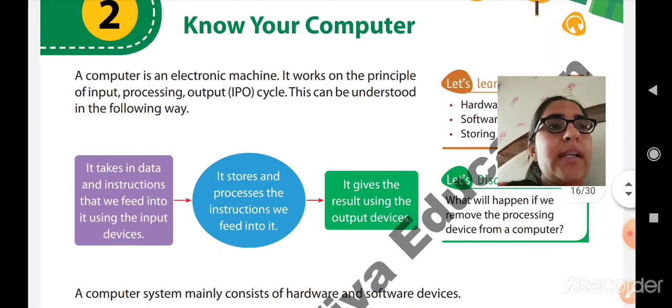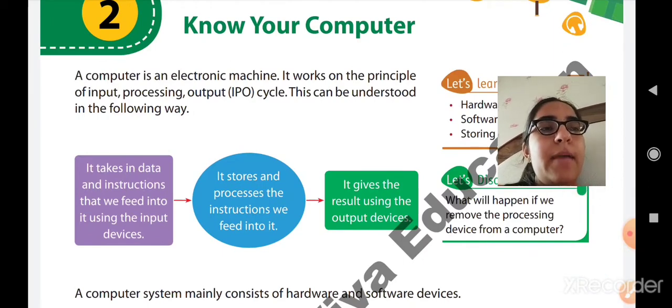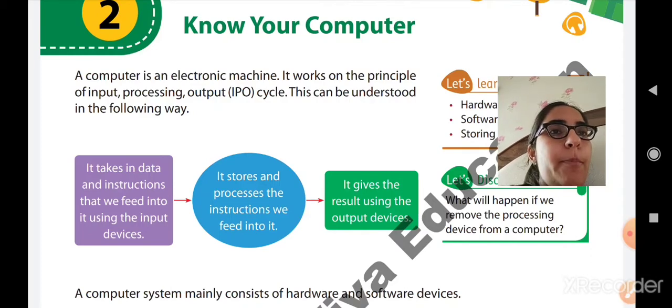Here you can see the following diagram. It makes you understand the IPO cycle. First, I stands for input. It means that it takes in the data and the instructions that we feed into it using the input devices. Then P stands for processing. It means that it stores and processes the instructions we feed into it. And last, O stands for output. It gives the result using the output devices.